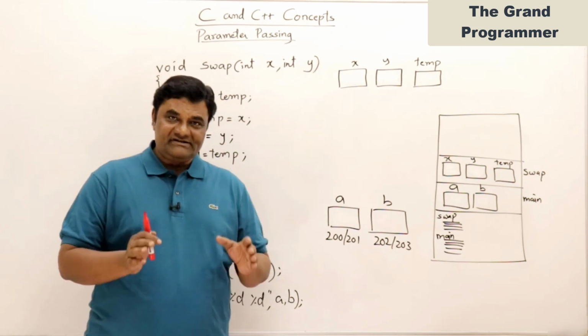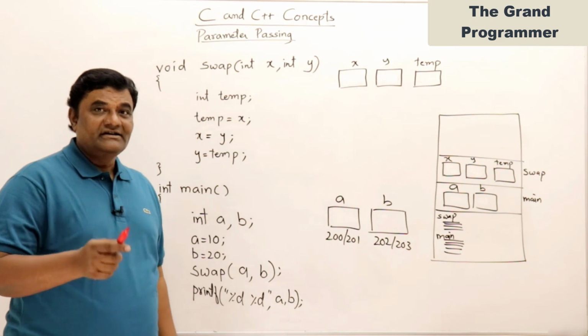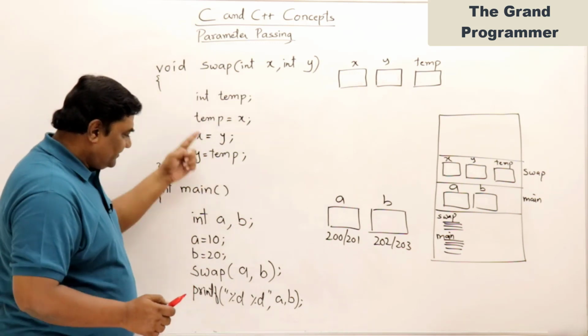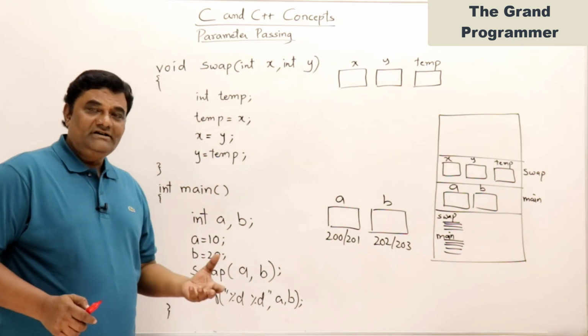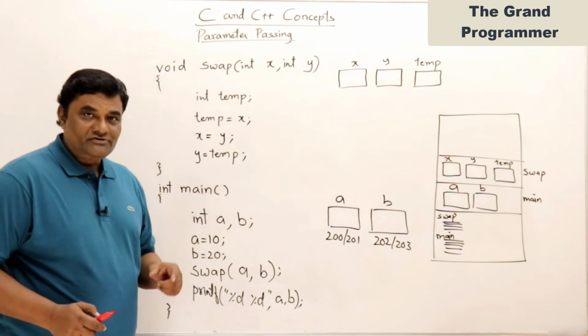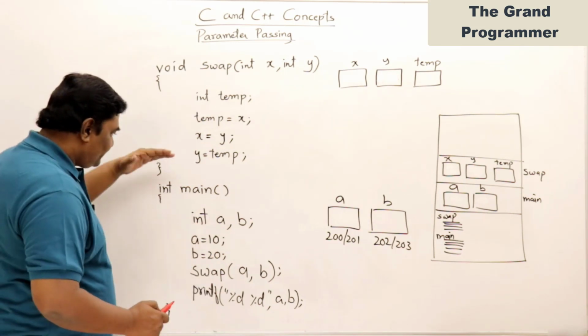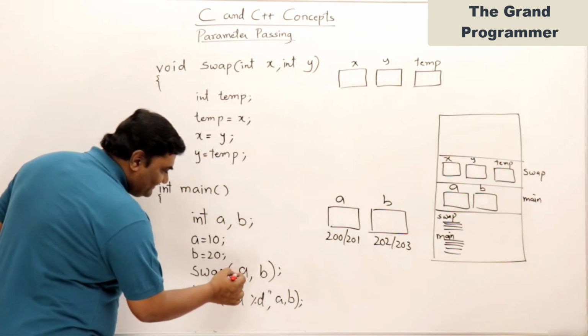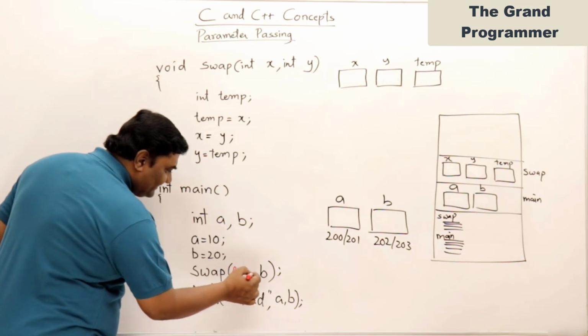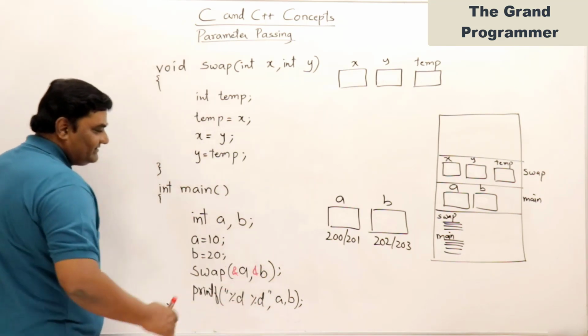So let me write the syntax. You have to observe the syntax very carefully. This code is same as call by value code, right? Now how to convert it into call by address code? So what are the things I have to do? So here inside the main function, when I am passing these parameters, these are actual parameters, so I should send their addresses. So these are the addresses.